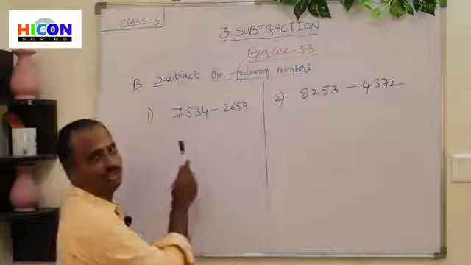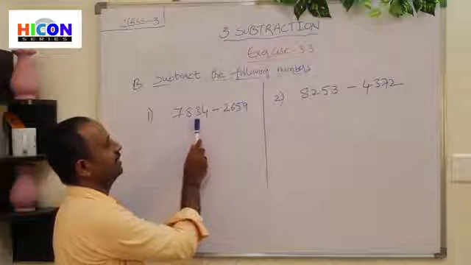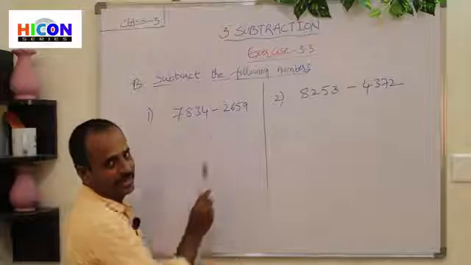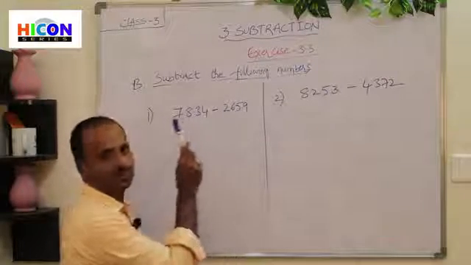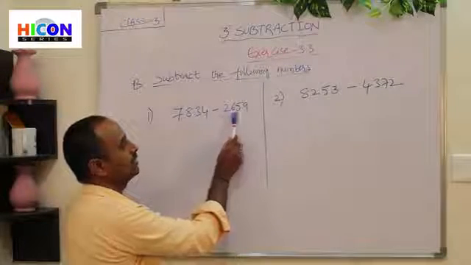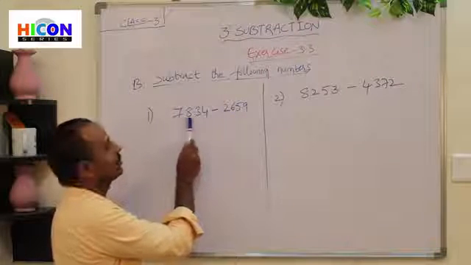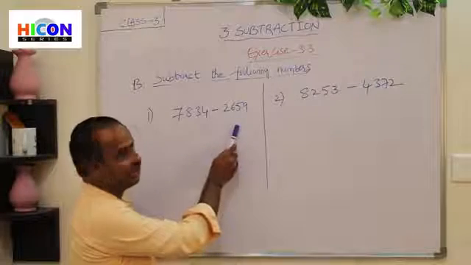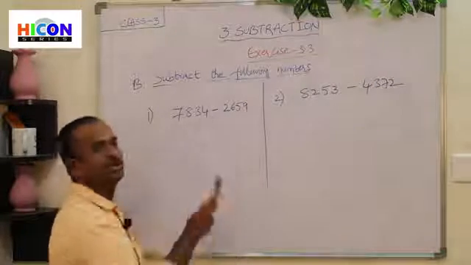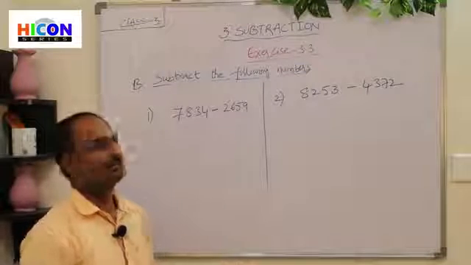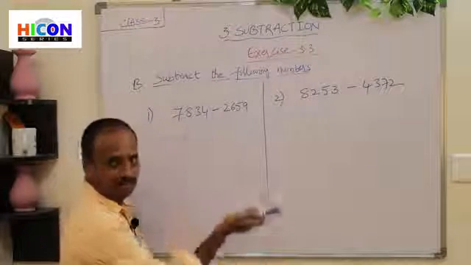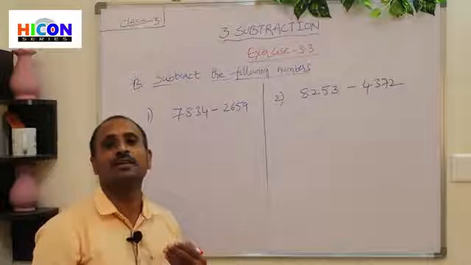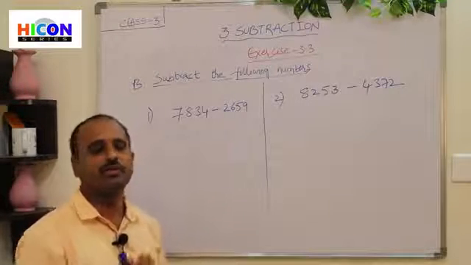So here see the first problem, 7834 minus 2659. So this means we have to subtract 2659 from 7834. So if the problem is given like this, we have to arrange these 2 numbers one below the other. So if the numbers are given one beside the other, we have to write the 2 numbers one below the other. Then it will be more convenient to do the subtraction.